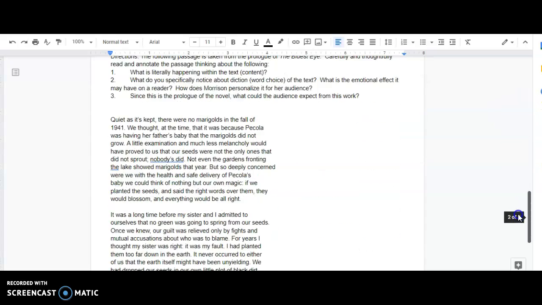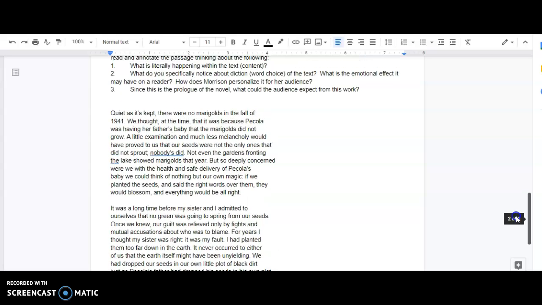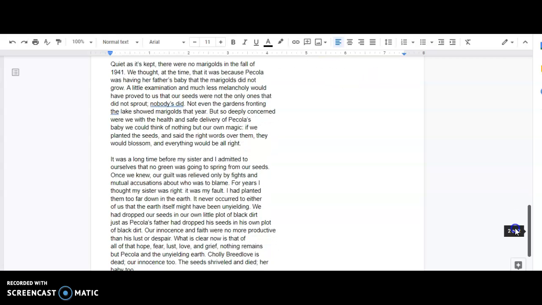This next part here came from the prologue of the novel, so it's the information that we are given before we actually read. And I wanted to point out one of the things that I really like that Morrison does at the very beginning. She begins with, "Quiet as it's kept. There were no marigolds in the fall of 1941.